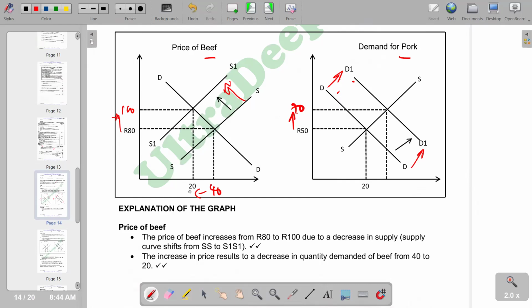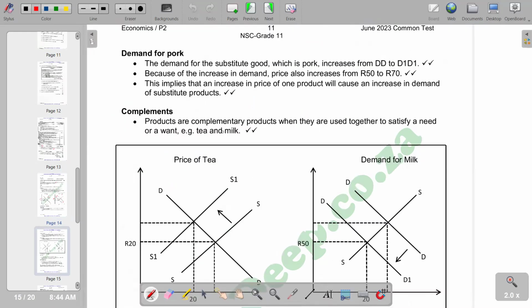Due to the increase in demand, which has shifted the equilibrium point from this point to this point, which is a shift of the price from 50 to 70. So basically, that's what we have on that. This implies that an increase in price of one product will cause an increase in demand of substitute product. So that's the explanation on substitutes.